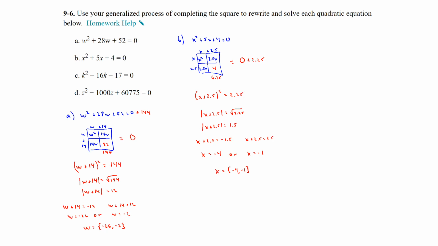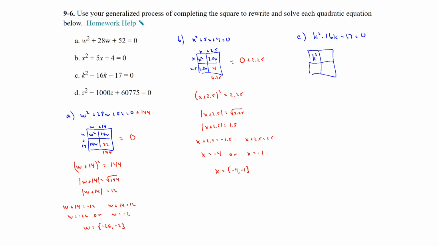Alright, moving on to C. We have k squared minus 16k minus 17 is equal to 0. So here we go, once again setting up our generic rectangle to help us out.